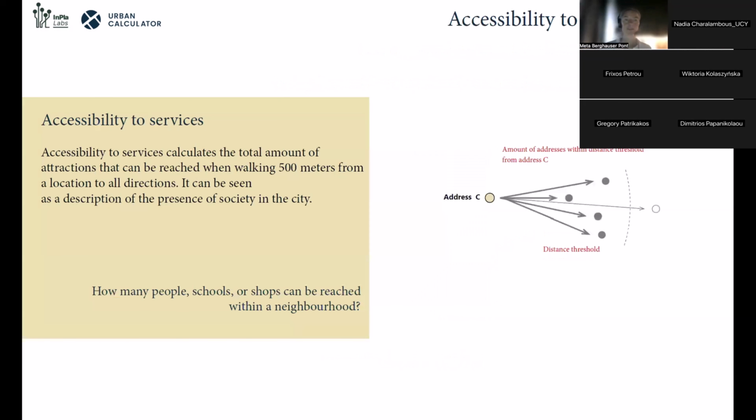Then the third type of analysis, or group of analysis, is accessibility to services. This calculates the total amount of services or attractions that can be reached within a certain threshold walking distance, 500 meters, for instance, and that's what we have embedded in the urban calculator. So how many people, how many schools, how many shops can be reached within this 500 meters? So it's kind of a description of the presence of society, if you wish, in the city.